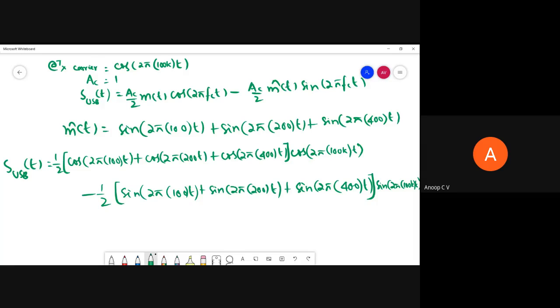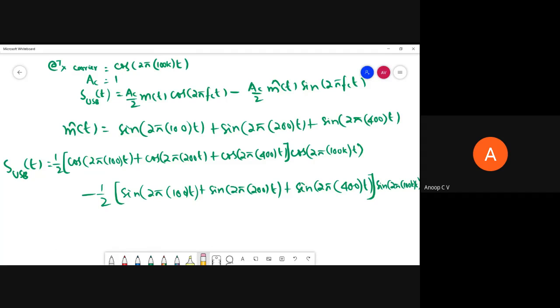Now I want you people to expand this. How to expand? Simply cos 2 pi into 100 t times cos 2 pi times 100k t plus cos 2 pi 200 t times cos 2 pi 100k t. So I want you people to expand. I will give almost 5 minutes. Everyone should do it.